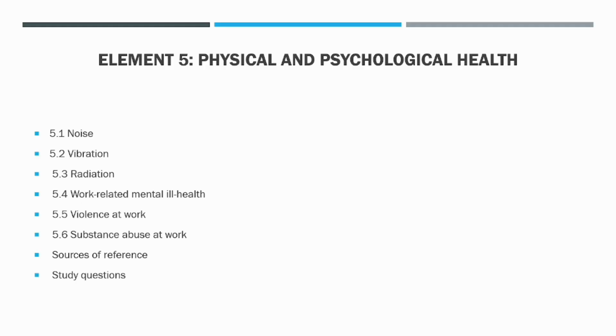The fourth module of element 5 is work-related mental ill health. Stress and mental ill health can be reduced through good job design and support. Violence at work: workplace violence risk must be assessed and controlled to protect workers.